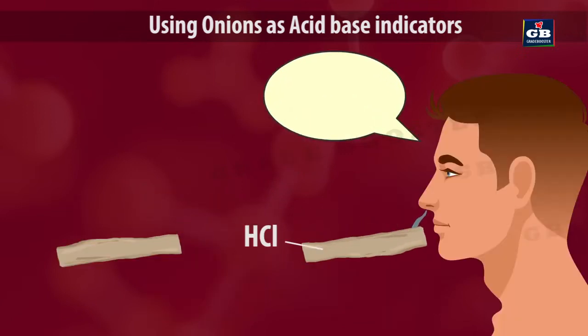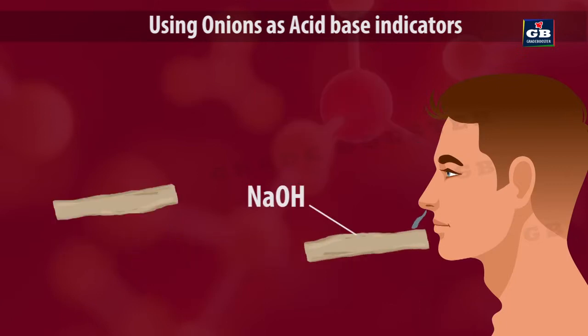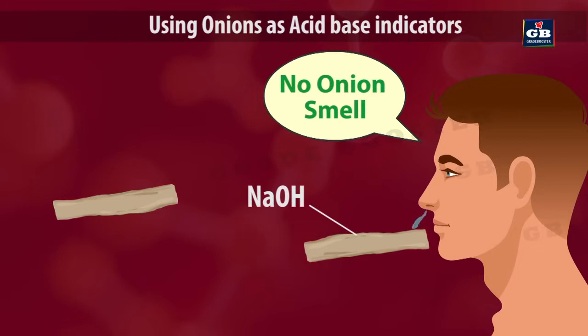The strip to which HCl is added gives the same onion smell, but the strip to which sodium hydroxide is added does not give any onion smell. It has lost its onion smell.